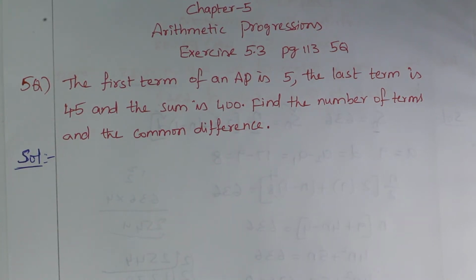In this session I am going to explain the fifth question from exercise 5.3, page number 113, chapter 5, arithmetic progressions. So let's read the question first. The first term of an AP is 5, the last term is 45 and the sum is 400. Find the number of terms and the common difference.